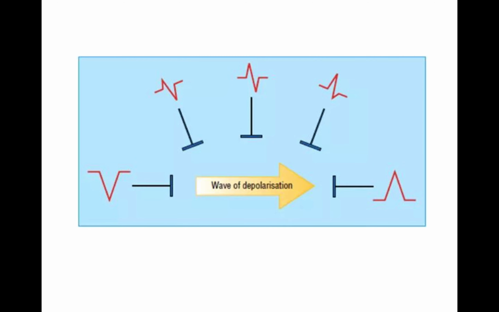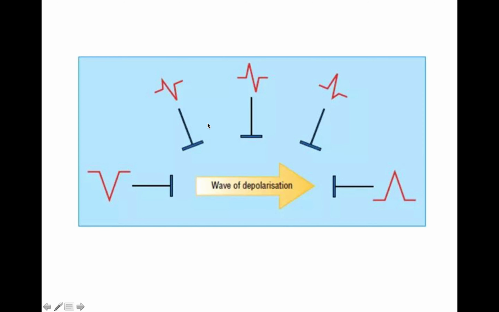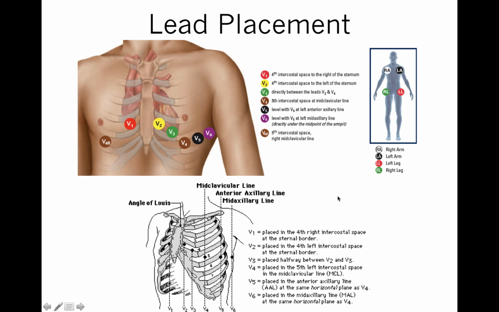It is important to understand that within the leads on an ECG, negative complexes occur because the wave of depolarization is moving away from the lead, and positive complexes occur when the wave of depolarization is moving towards the lead. This is how the leads are usually placed, and it's important to understand this and know it so that each one of you can perform a 12-lead ECG on their own.